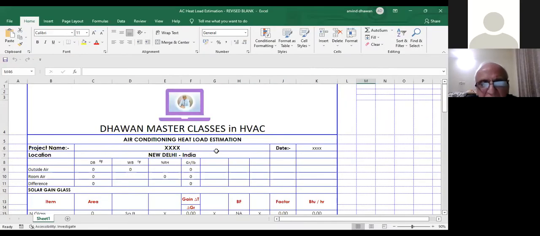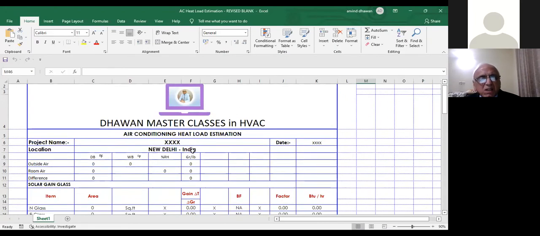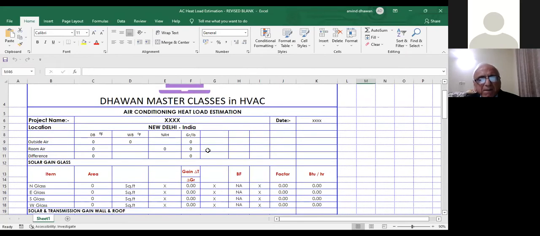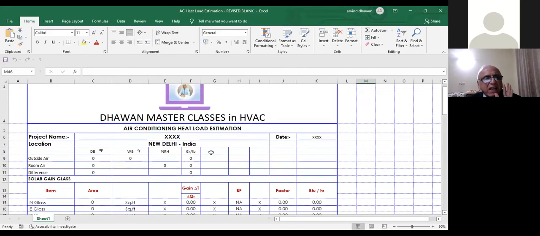Can you see this Excel sheet now? Neeraj, can you see the Excel sheet? Yeah. Now, this is an Excel sheet, fully automatic.